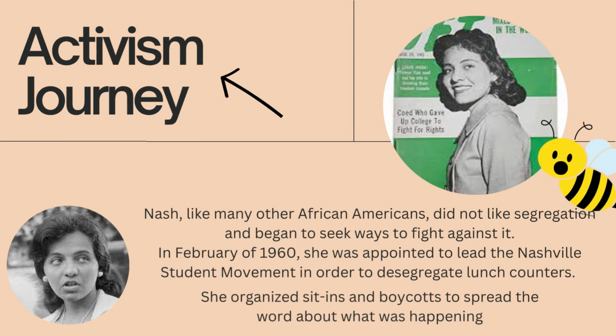In February of 1960, she was appointed to lead the Nashville student movement in order to desegregate lunch counters. She also helped to organize boycotts in downtown stores where Black Nashville citizens lived. She and others began to organize sit-ins within these restaurants to spread awareness. Because of Nash and other protesters in 1960, Nashville became the first southern city to desegregate lunch counters. Nash did not stop in Tennessee but continued to go to Birmingham, Alabama, and then later Birmingham to Jackson.